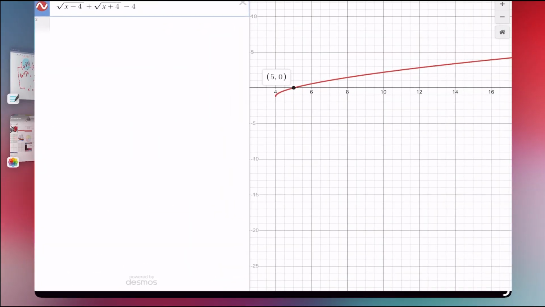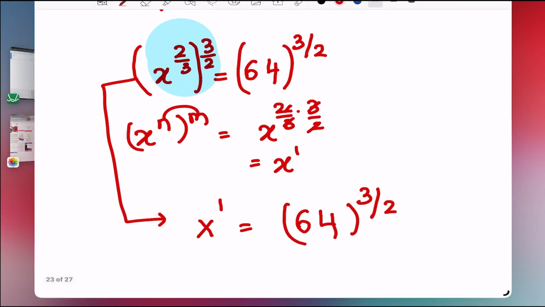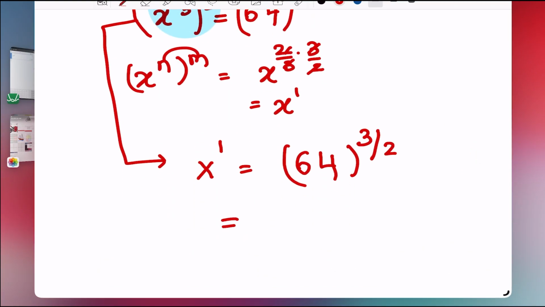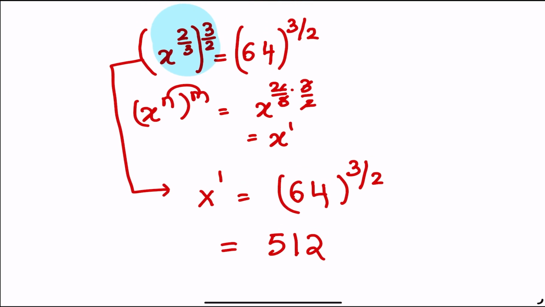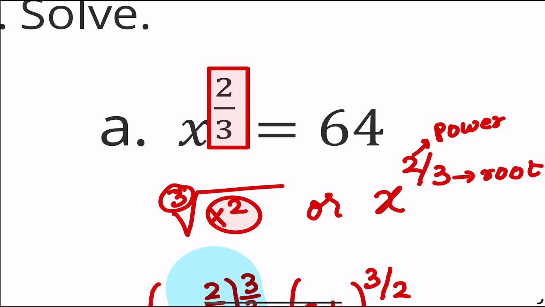Let me show you how to plug it into your Desmos. Parentheses 64 to the power 3/2 gives 512. So your answer is 512. I want you to rewind this and go back and check. A quick recap: because the power is 2/3, you simply multiply it by the opposite, which is 3/2. When you do it on this side, you do it on the other side. You raise it to the power 3/2.